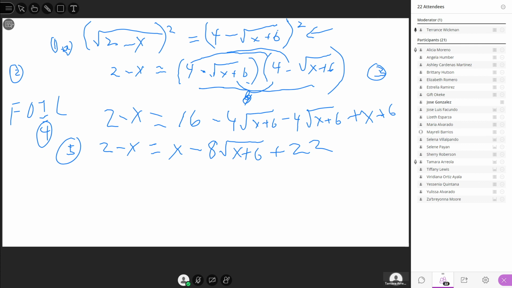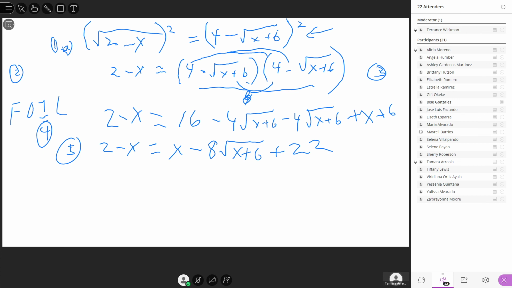So then we got to use the FOIL method for multiplying. 4 times 4 gives you 16. 4 times the negative square root of x gives you negative 4 of those. The negative square root of x plus 6 times 4 gives you another negative 4 square root of x plus 6. And then when you multiply the square root of x plus 6 times the square root of x plus 6, both under the radical, that's saying the square root of 2 times the square root of 2 is 2, but we have x plus 6 in there instead. So we get x plus 6. So that puts us at line 4, which is FOIL.